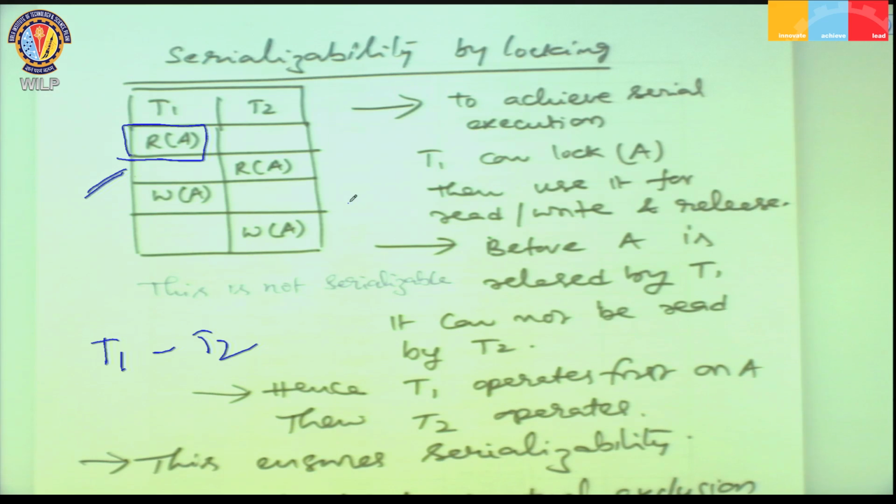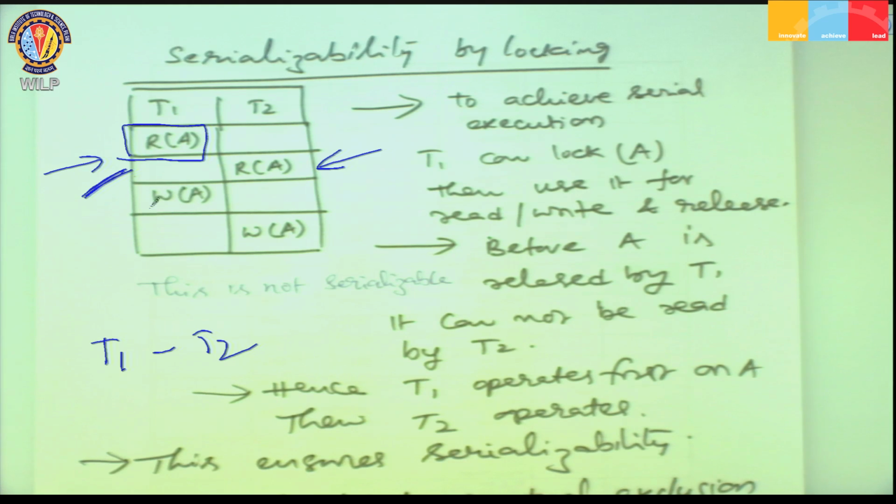So in this case, if T1 applies a lock on data item A and then proceeds with reading or manipulating the data item, then when T2 wants the data item A in read mode, it cannot acquire a lock and cannot access it because it is already locked by T1.